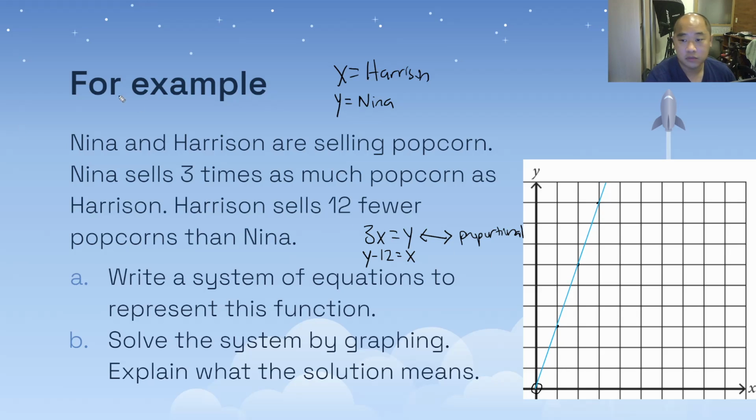We also know that he sold 12 less than Nina, right? So what we'll do here is we will use a different color. We will add 12 to both sides, and that gives us y equals x plus 12. Okay, so our intercept is at 12. I don't think there's 12 here, right? So we're going to have to go 1, 2, 3, 4, 5, 6, 7, 8, 9, 10, 11, 12. So 12 we'll just say is about right there.